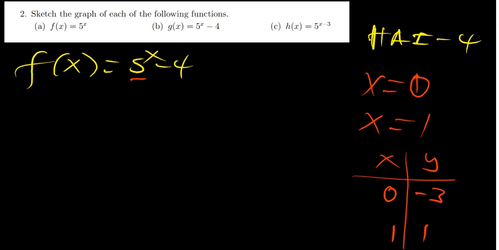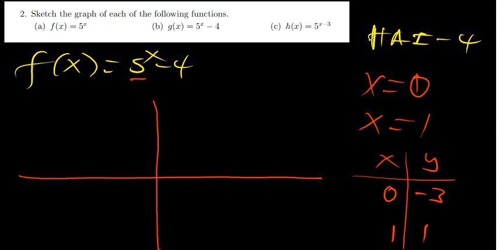So let's see. Here is going to be my graph. In the x-axis I've got 0 and 1. Let me just put 2 as well. Then I've got negative 3 here and also positive 1. Now we have to be careful here. The horizontal asymptote is negative 4. So I'll put negative 3 here.